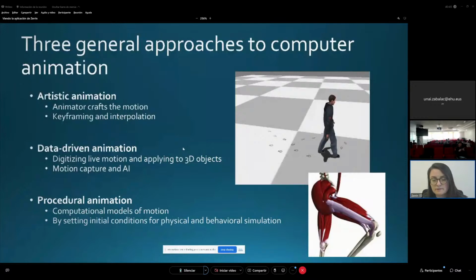So there is no data involved in it. You just have to come up with mathematical formulas and physics-based simulations or behavioral simulation to simulate the motion. And depending on the application, an animation can be very low level in detail, or it can be very high level in detail, where you have to, for example, simulate the muscles, tendons, and skeleton, as in medical applications.